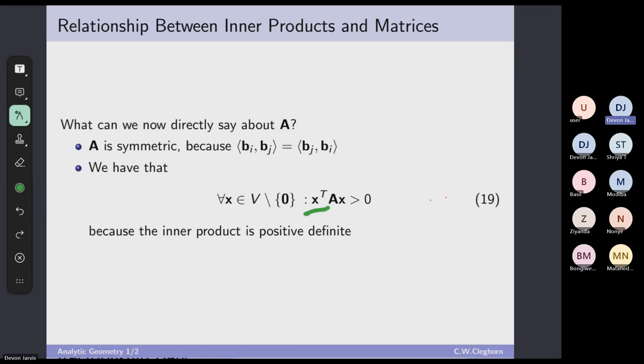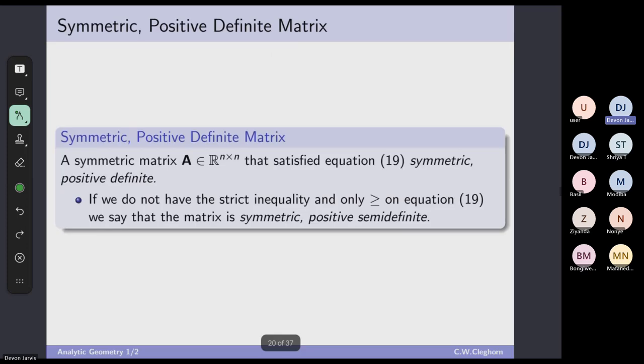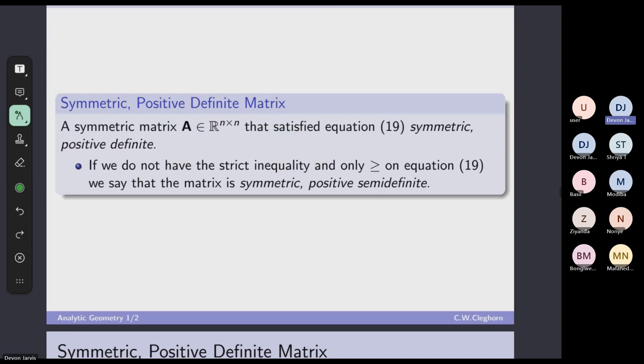We know this because the inner product is positive definite. And so in general, the main point here is that a symmetric matrix that satisfies equation 19 is symmetric positive definite; if we do not have the strict inequality and only have the inequality, it is symmetric positive semi-definite. Anyway, I want to get to a point here.